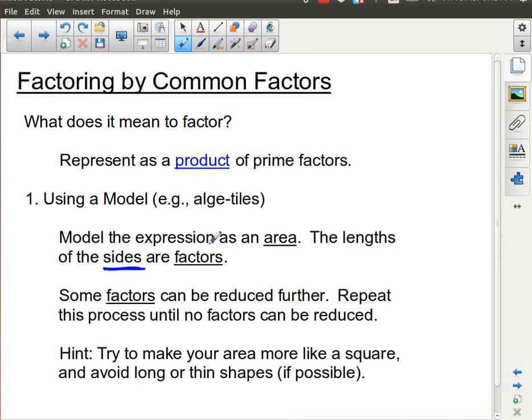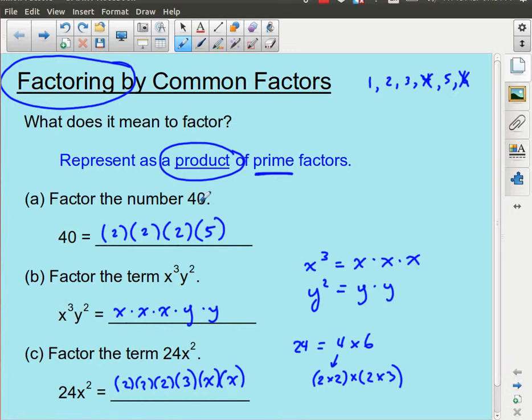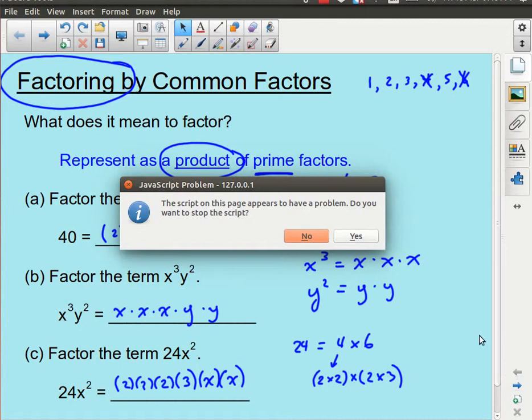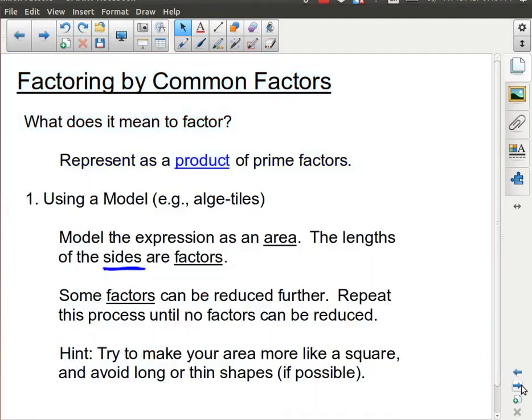When you do this, be aware, just like I did in my examples here, for example with the number 40, if you see the number 40 as 4 times 10, you're not necessarily done. It's true that 4 and 10 are factors, but they are not the prime factors. So when you are doing work like this, keep in mind that you might have to reduce those factors further, and you keep repeating the process.